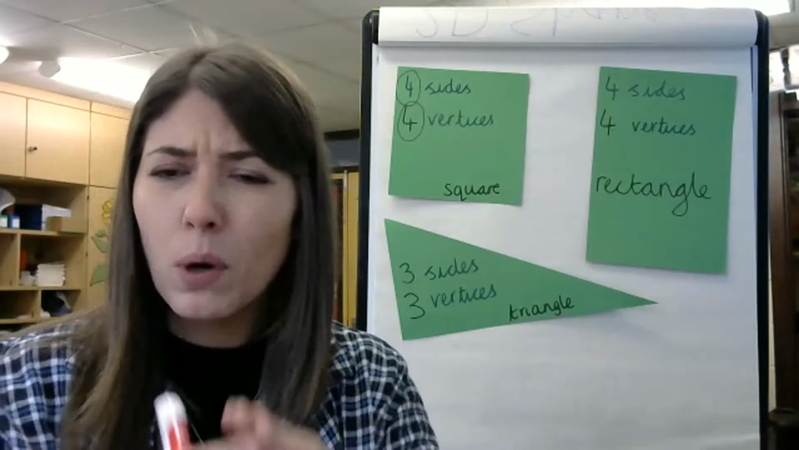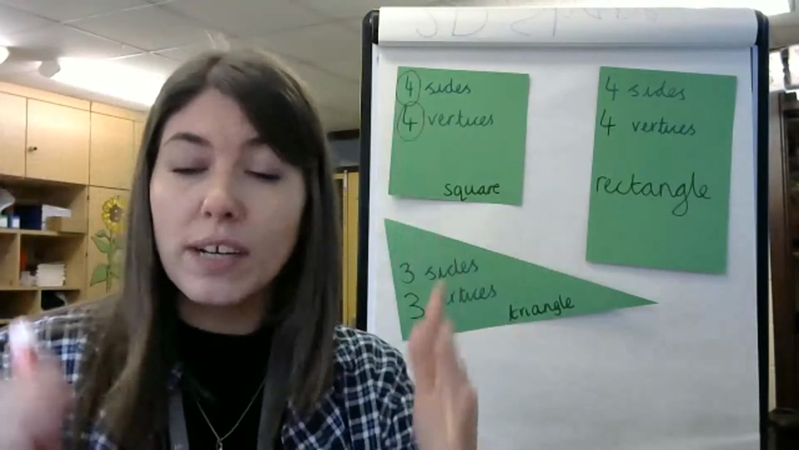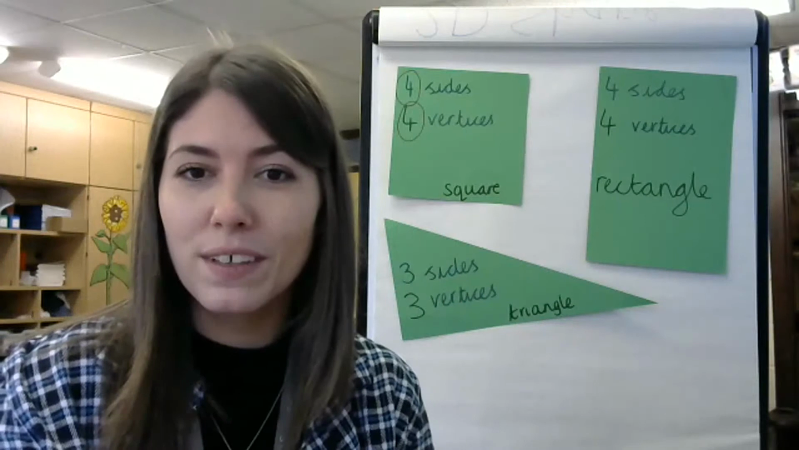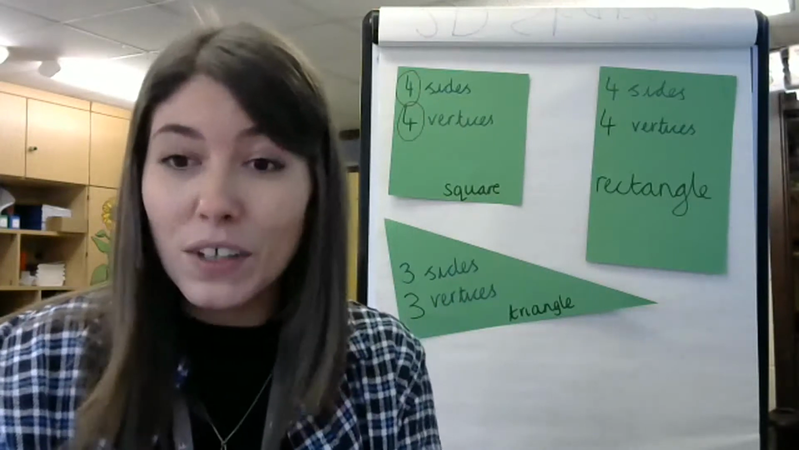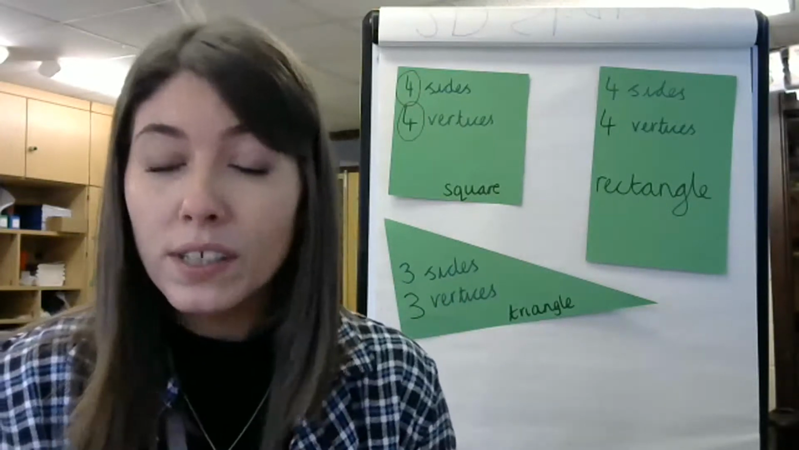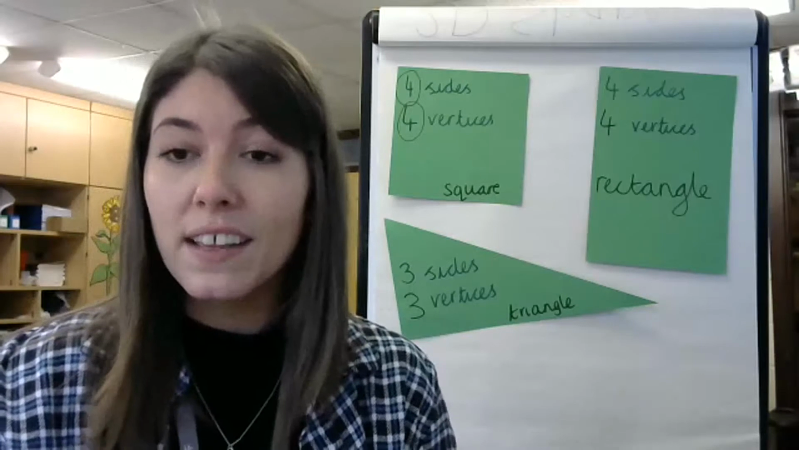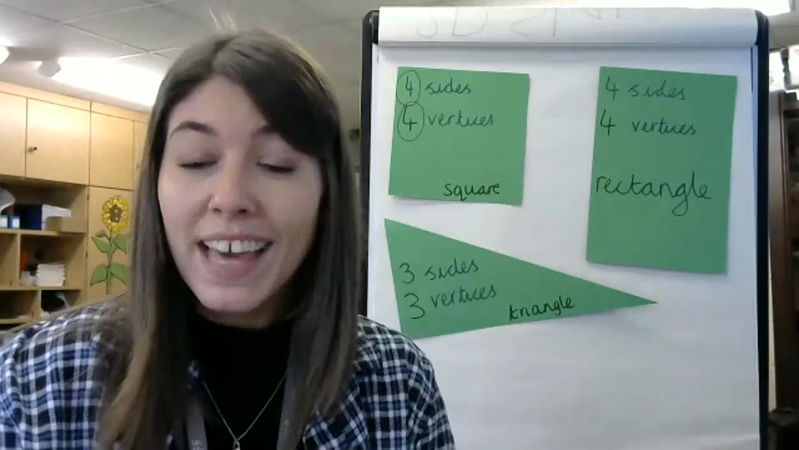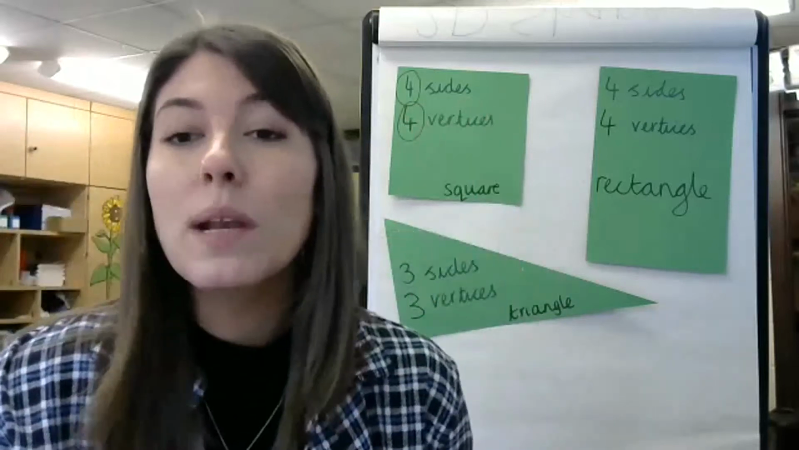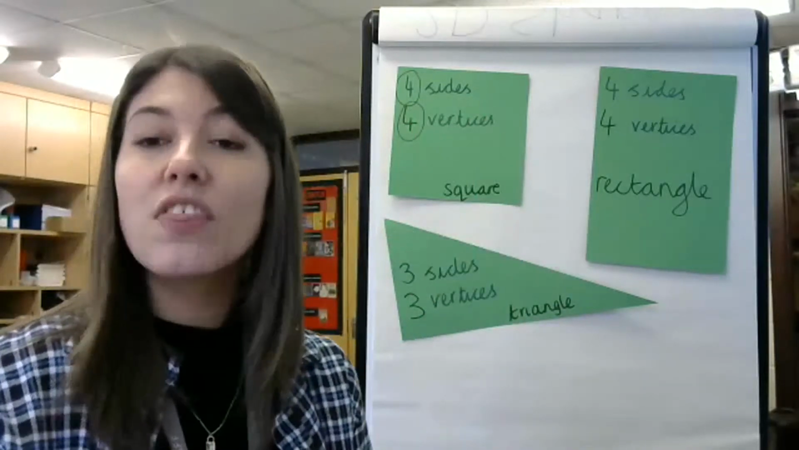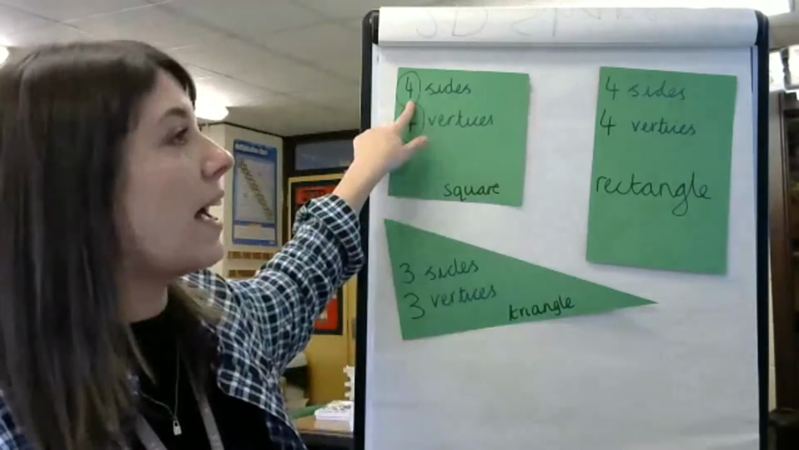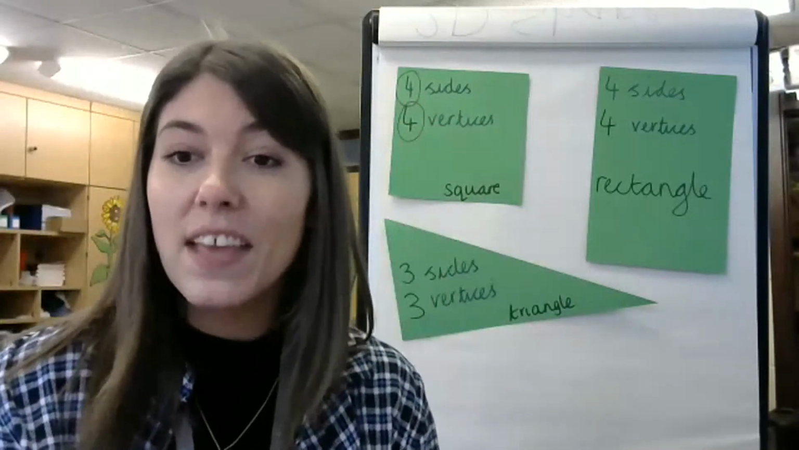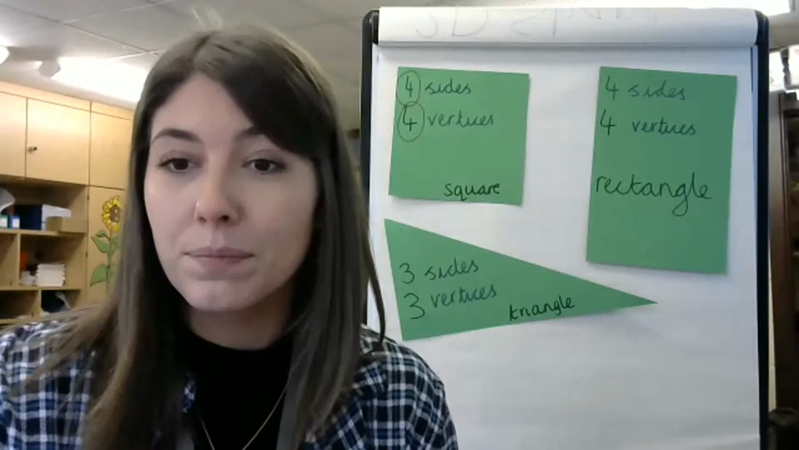What if a polygon, one of those shapes with just straight sides, had 7 sides? How many vertices do you think it will have? Yes, it's going to have 7. If I have a polygon, a shape with only straight sides, that has 10 sides, how many vertices is it going to have as well? It's going to have 10. So when we're looking at polygons, the number of sides a shape has is the same as the number of vertices it has. They will be equal to one another.